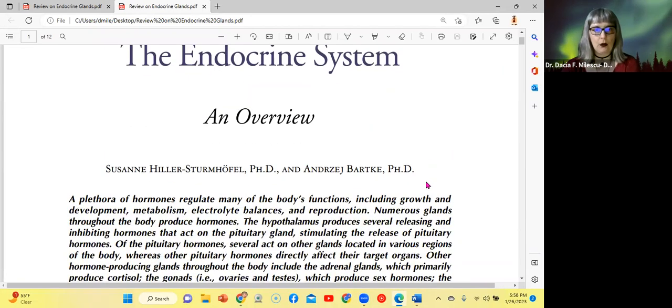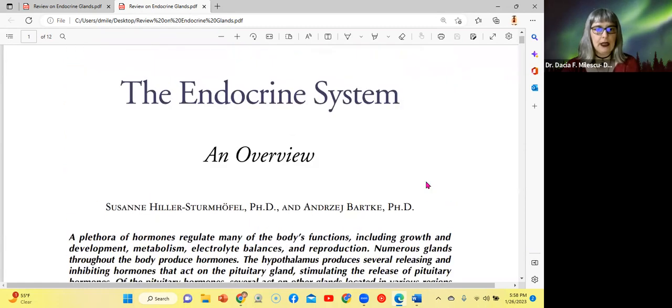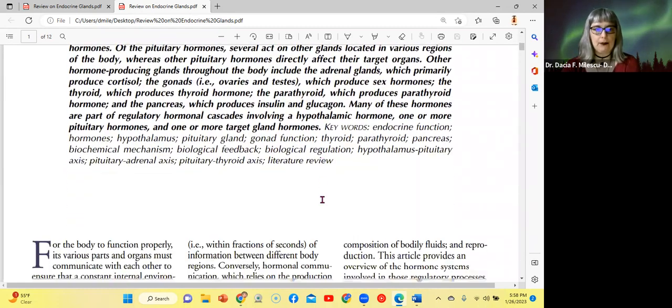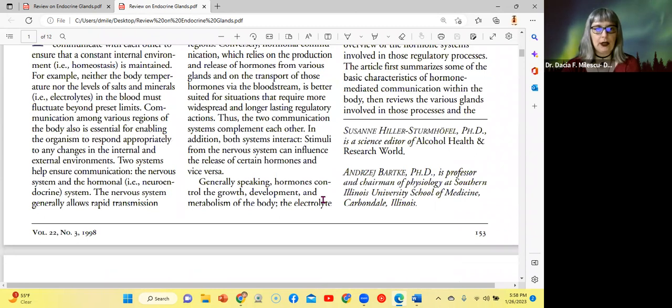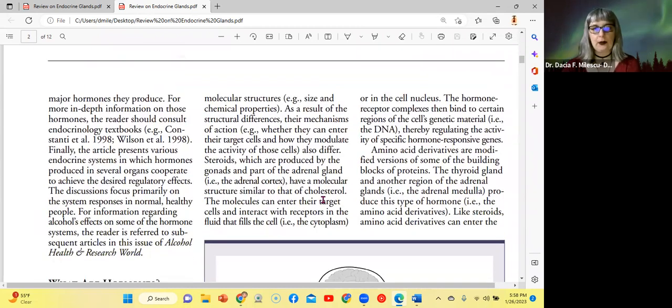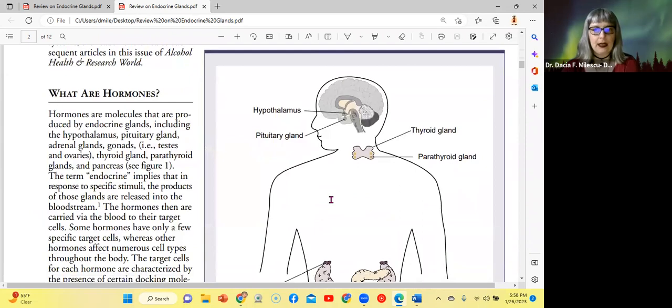Okay, so let's go over the endocrine system, shall we? So first of all, if we scroll down, you can read this on your own. I'm going to upload this PDF in your announcement section, as well as providing you the reference, APA format, and the link, of course, so you can go to the actual website, National Library of Medicine.